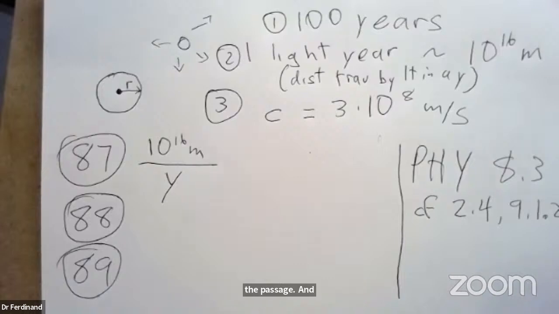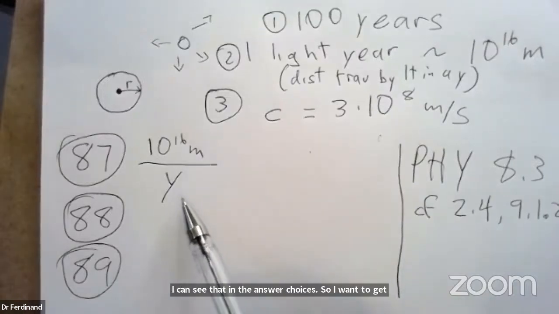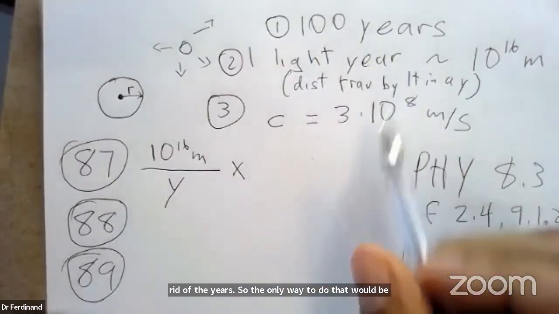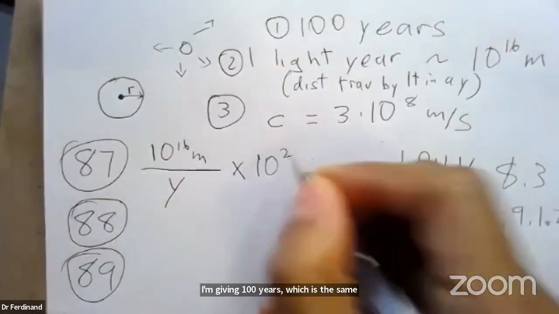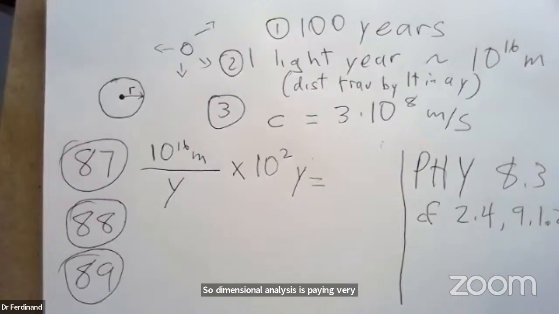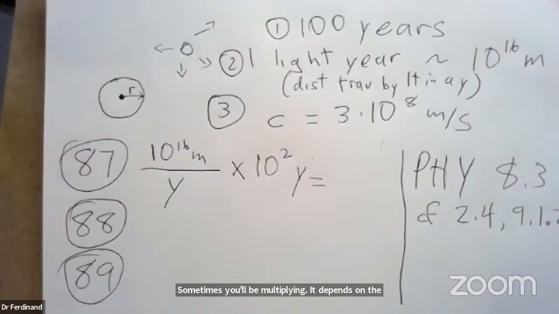And so all I need to do using dimensional analysis, because I know all my answers are in meters, I can see that in the answer choices, is get rid of the years. The only way to do that would be to multiply this by the number of years. I'm given 100 years, which is the same thing as 10 to the power of 2 years. Dimensional analysis is paying very close attention to the units in order to get what I want. Sometimes you're going to have to divide, sometimes you'll be multiplying. It depends on the problem and on the units that you start with. So just paying attention to the units can solve many problems on the real exam.